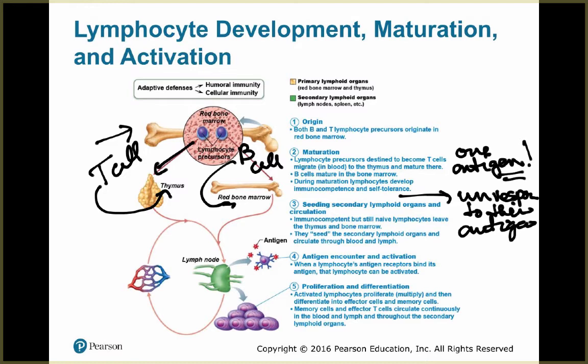And then they're self-tolerant. Me, I'm okay with myself. I don't self-loathe, so I'm going to keep myself around, and I'm not going to self-injure or hurt myself. And so that's the same idea with self-tolerance. They do have antigens on them, but they're unresponsive to their own.